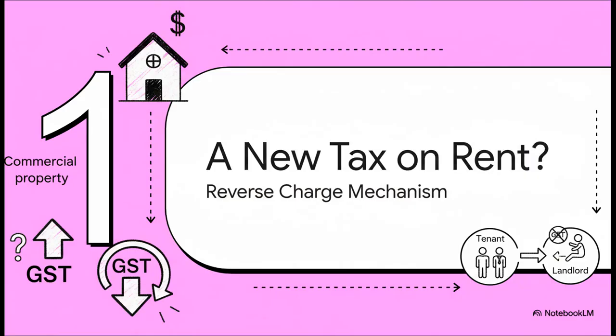Okay, let's get right into the heart of it. We're talking about something called the reverse charge mechanism, or RCM. Now, why does this even exist? Well, it's basically a tool the government uses to make sure they get their tax money. The idea is to shift the burden from smaller, maybe unregistered folks to bigger GST-registered businesses like yours. It completely flips the normal tax process upside down.